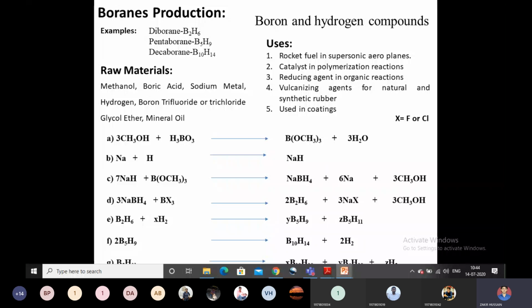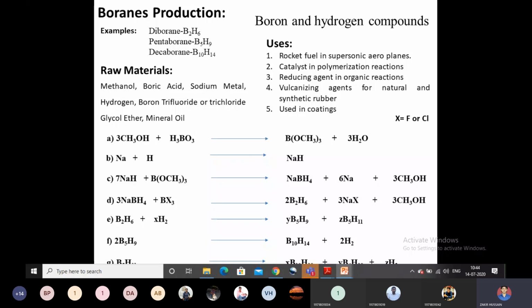Then these boranes are used as a polymerization catalyst in polymerization reactions. Next, they are used as a reducing agent in many organic synthesis reactions. They are also used as a vulcanizing agent in the manufacture of natural and synthetic rubber. Vulcanization is nothing but heating of rubber with sulfur so that it can gain tensile strength and elasticity. Another use for boranes is in many types of coatings.